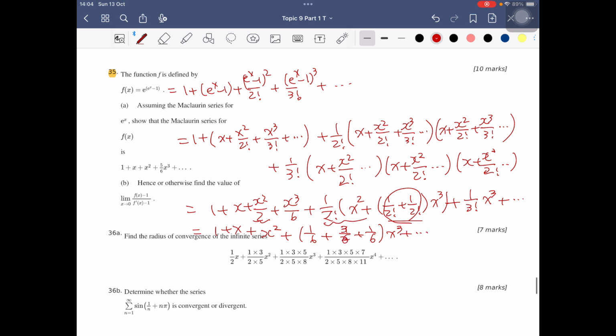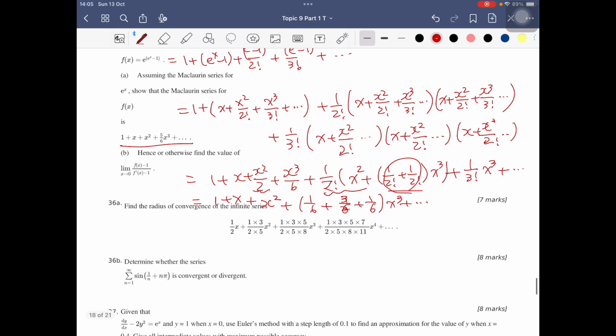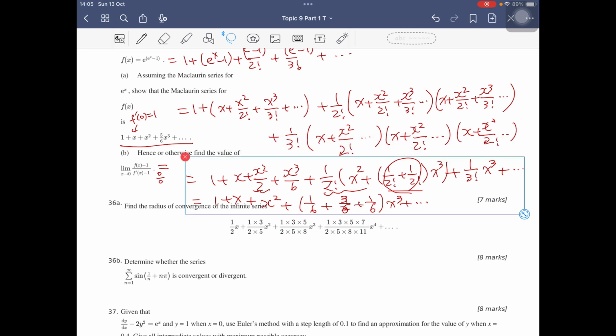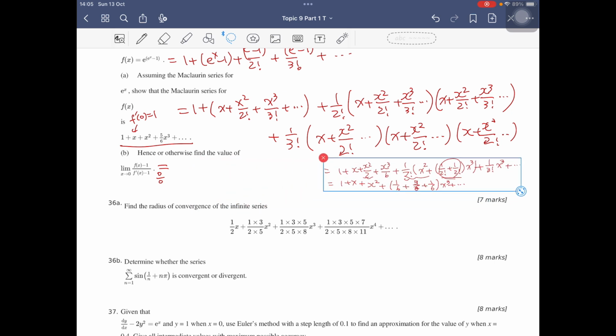So this is 3 over 6. So it becomes like this. So hence or otherwise, we make that. So now we know we have this one. We know f prime 0 is 1. So this one is 0 over 0, which is indeterminate form. Because it is indeterminate form, we use L'Hopital or the Maclaurin series. If not, we don't need to do that. So now let's go further.